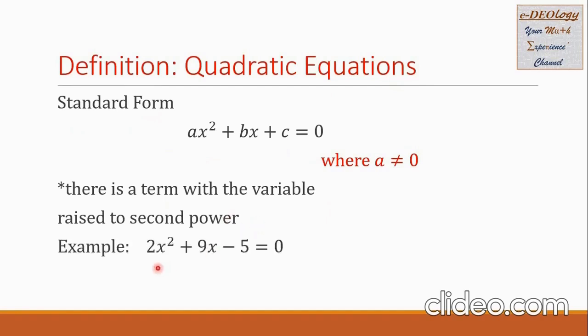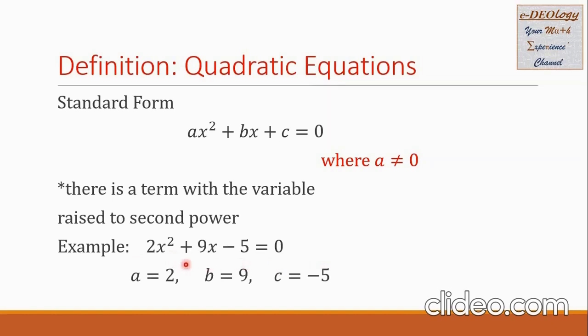It means in a quadratic equation, there is a term with a variable raised to second power. Example, 2x squared plus 9x minus 5 equals 0. In here, our example is in standard form. All the terms are on the left side and it is equal to 0. Then we can collect the a, b, and c.